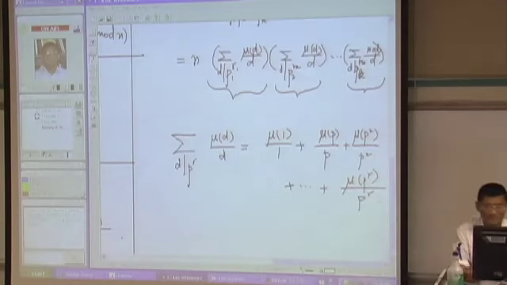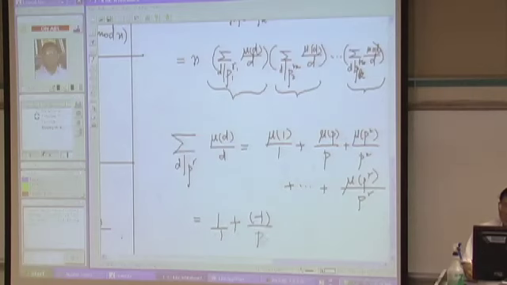Then mu of 1 is what? By definition, mu of 1 is 1. And 1 over 1 is 1. What is mu of p? Mu of a prime number is negative 1, so it is negative 1 over p. And what is mu of p squared? If we see a square, it is 0. If we see any square here, it is 0.